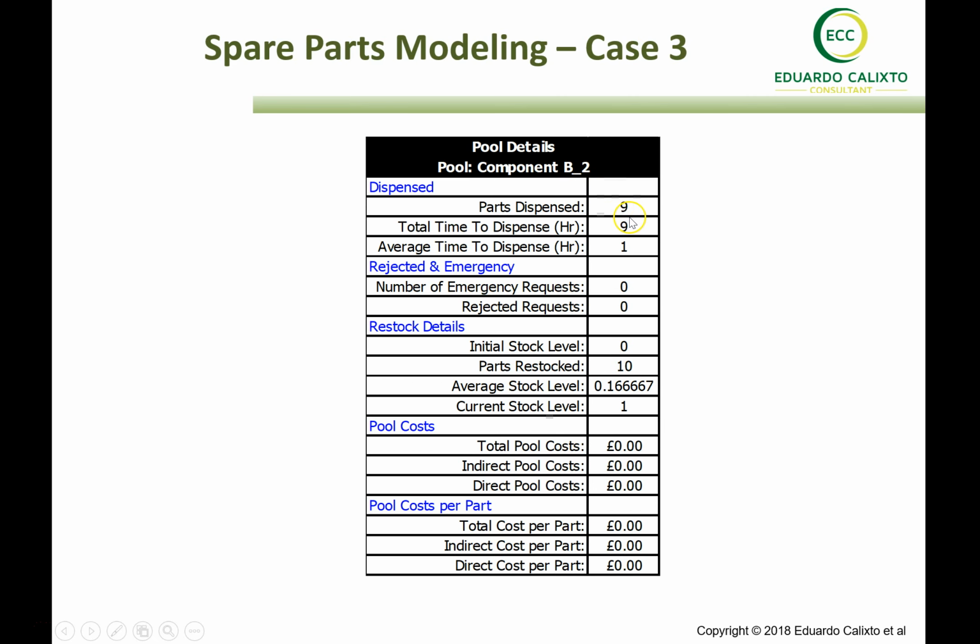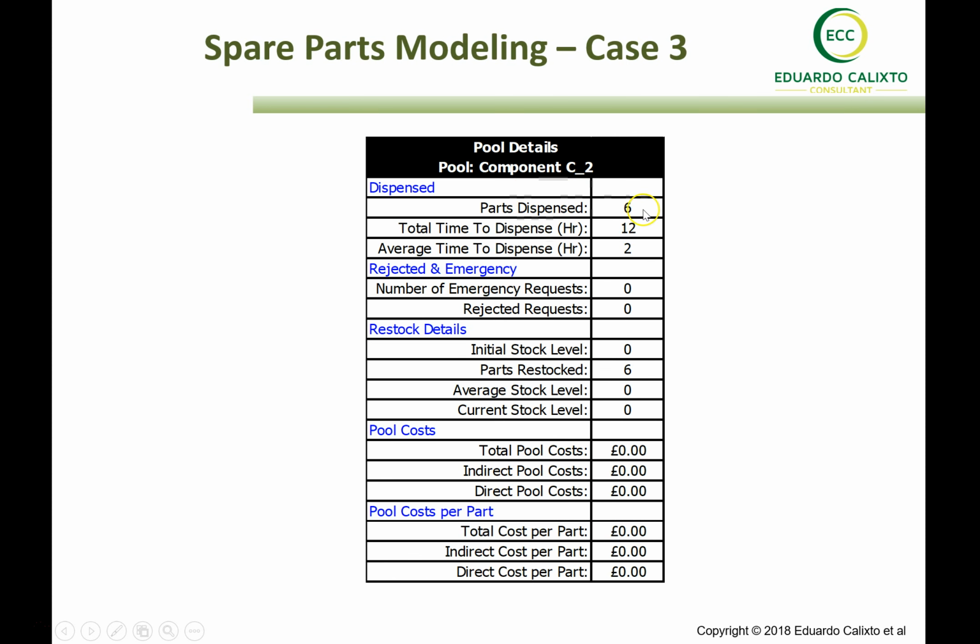For component B, we have 9 parts dispensed. The total time to dispense was 90 hours because we have 1 hour for each item that is dispensed. So whenever I carry out preventive maintenance for component B, similar to component A, we need to request some spare parts, and this downtime usually impacts operation availability, the system operation availability. So we restock 10 parts, and of course the average is always very low. We are safe with spare parts at the initial stage of the life cycle, but we lose performance, and that's not compensated.